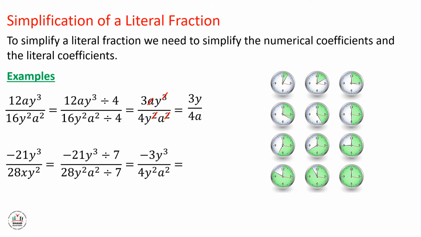Now let's simplify the literal coefficients. So y cubed over y squared is equal to y to the power 3 minus 2 in the numerator, of course. So the answer is equal to minus 3y over 4a squared.